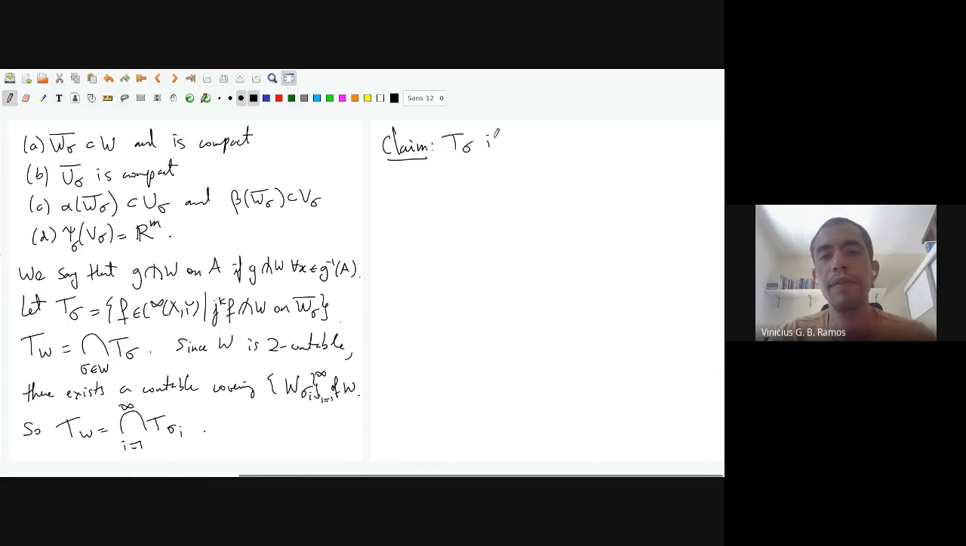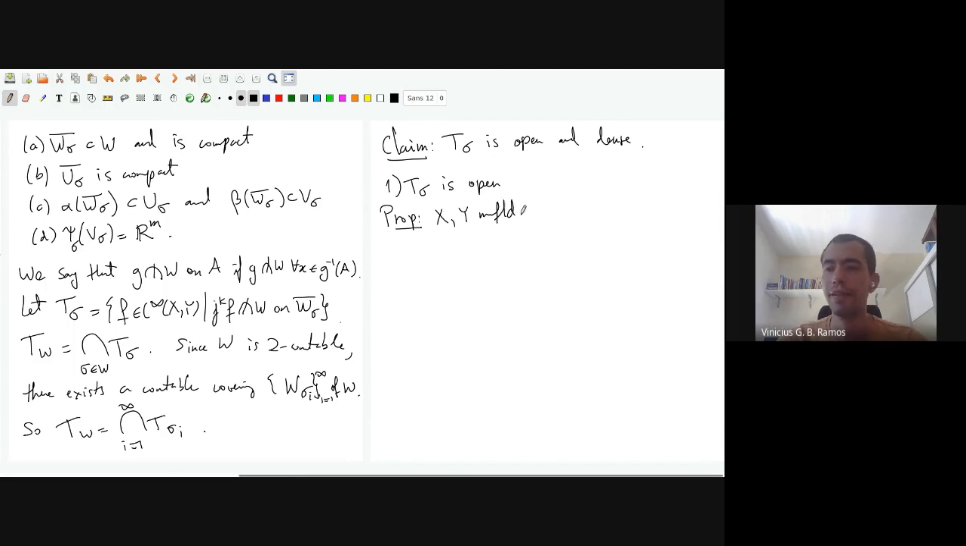This T sigma is open and dense. Okay. So first of all, let's prove that it's open. And that basically we've already done. That's the proposition that we proved last time. I mean, we proved a slightly different proposition, but it's basically the same. It's the same proof.